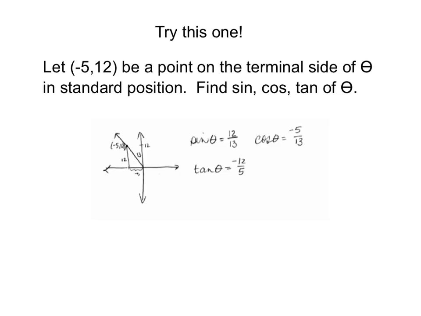So here's the answer. You can see that I have plotted my point, negative 5, 12, in the second quadrant. I drew my angle in standard position. I then knew that X was negative 5, Y is 12. I used the Pythagorean theorem to find R. In this case, it was a nice Pythagorean triple: 5, 12, 13, and then I substituted into my formulas for my trig functions. So sine again was Y over R, cosine was X over R, and tangent is Y over X.